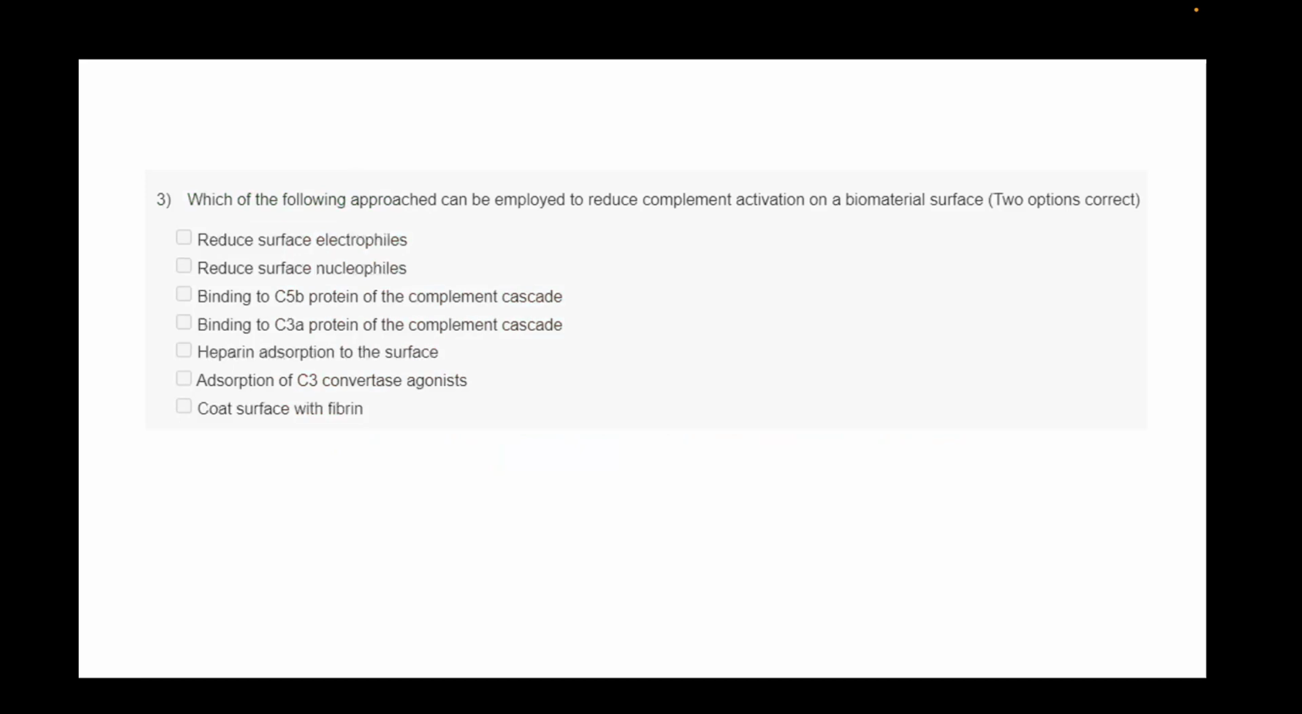Moving on to the next question. Question is, which of the following approaches can be employed to reduce complement activation on a biomaterial surface? You have to select two correct options here. And the options are reduce surface electrophiles, reduce surface nucleophiles, binding to C5b protein of the complement cascade, binding to C3a protein of the complement cascade, heparin adsorption to the surface, adsorption of C3 convertase agonists, coat surface with fibrin.